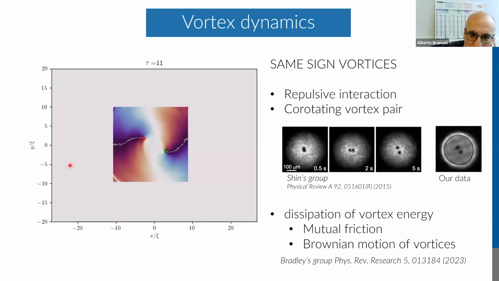I can inject two vortices with the same sign, so with the same vorticity. And then normally we have a repulsive interaction between them, so we can observe this pair of vortices which are co-rotating. You can see these are experiments done in atomic physics systems, and these are our data, so we can see that they are really very similar. We can study the dissipation of vortex energy, Brownian motion, so a lot of things.